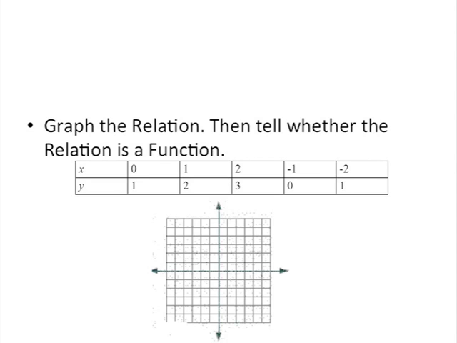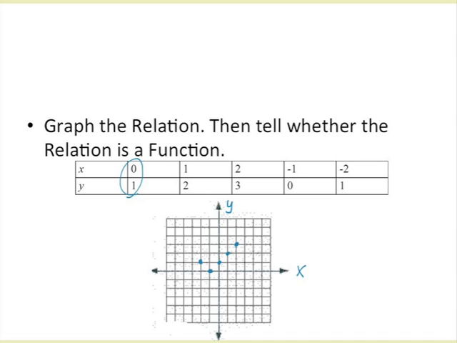Then the first problems on your sheet ask you to graph the relation and decide whether or not the relation is a function. A relation is a set of points. So what we want to do is graph our chart of values as ordered pairs. So 0, 1 goes together. X is our over. Y is our up and down. So over 0, up 1, create a point there. Over 1, up 2. Over 2, up 3. Over negative 1, up 0.